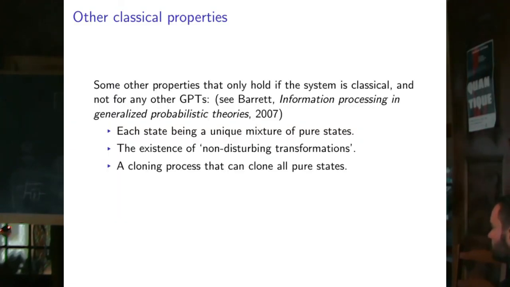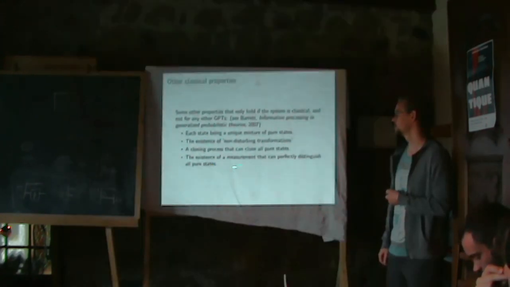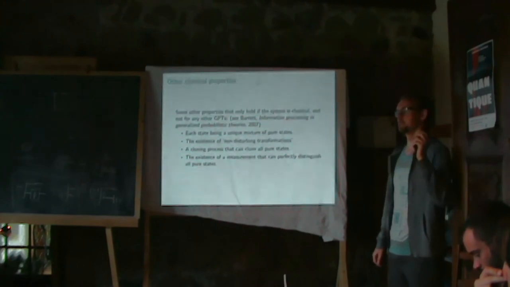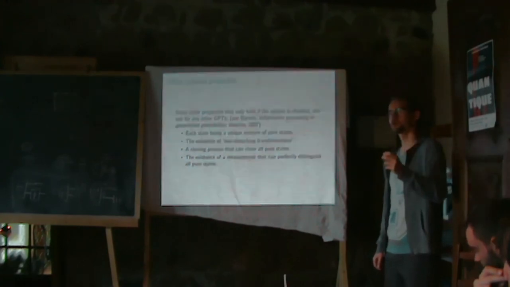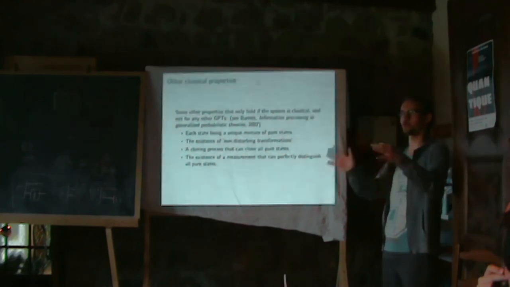So a cloning process that can clone all pure states is also a purely classical property. If you have a system where you can clone all pure states, it must have been a classical system to start with. If you have a measurement that can perfectly distinguish all pure states, it must have been classical to start with. So this is a way to phrase the universality of Heisenberg uncertainty, namely that you can never know all the pure states at the same time. You can never perfectly distinguish all the information in your system.